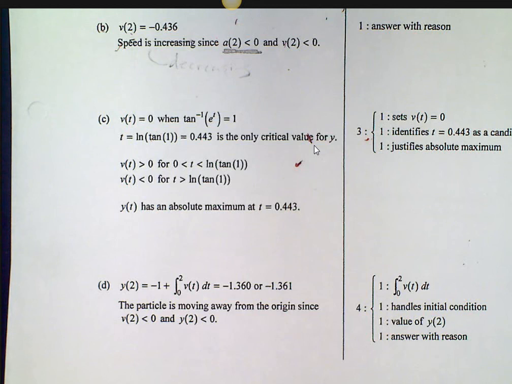It's the only critical value. Then we said the velocity was greater than 0 and then less than 0. So greater than 0, less than 0. That means it's an absolute maximum. But you have to state the whole domain.